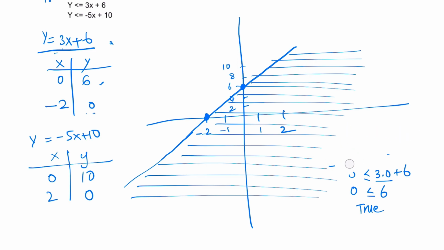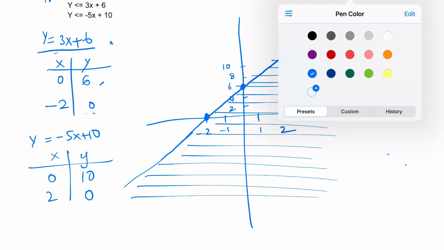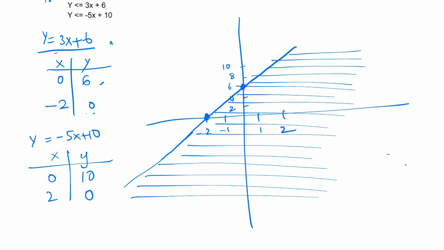Let's draw the line for the second inequality now. All right, I'm going to choose a different color here. I'm going to choose red. Okay, when x is 0, y is 10. So we are talking about this point. When y is 0, x is 2. We are talking about this point. Okay, again I'm going to draw a bold line because there's an equal to sign in the inequality. Okay, I'm done with this, right?